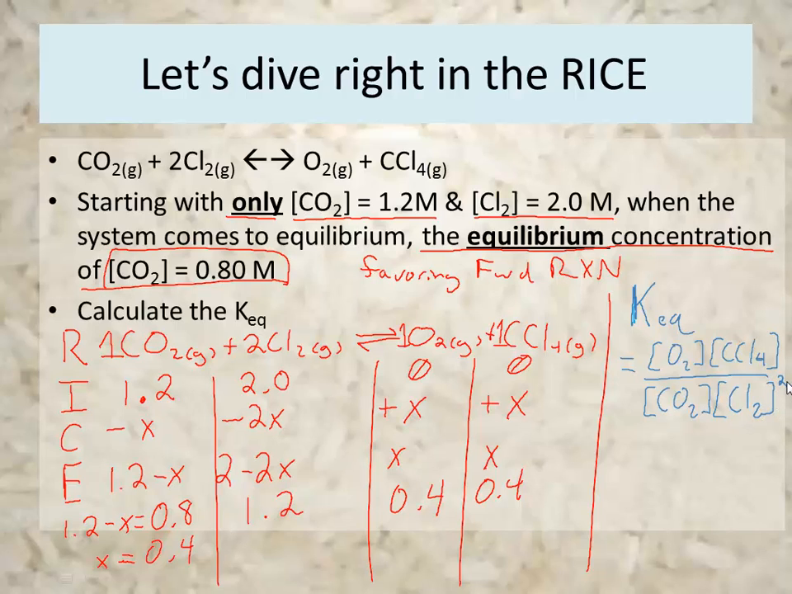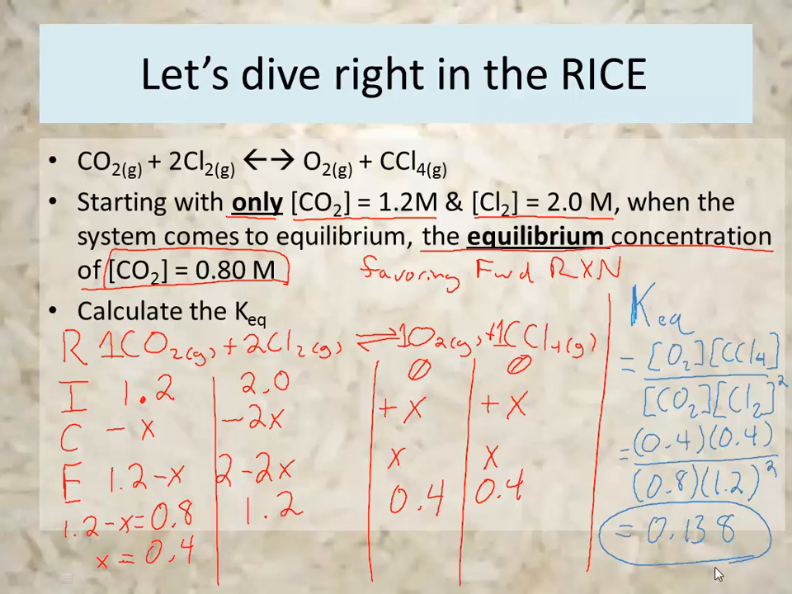So all I have to do is substitute here, and I get my O2 0.4 times 0.4 all over 0.8 times 1.2 squared. I didn't calculate this yet, but when you guys calculate it really quick, did anyone get this one? I got 0.138. 0.138, that sounds right. So that's my KEQ right there. Because I get that from my equilibrium values. These here are my concentrations at equilibrium.